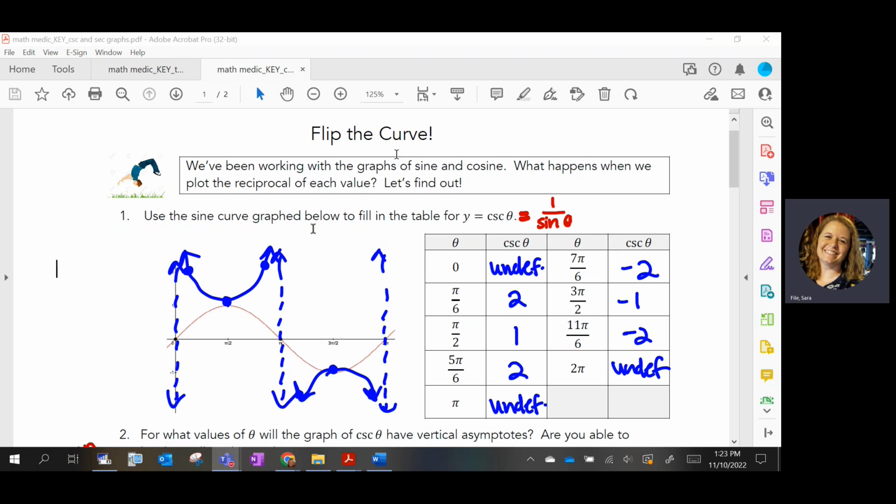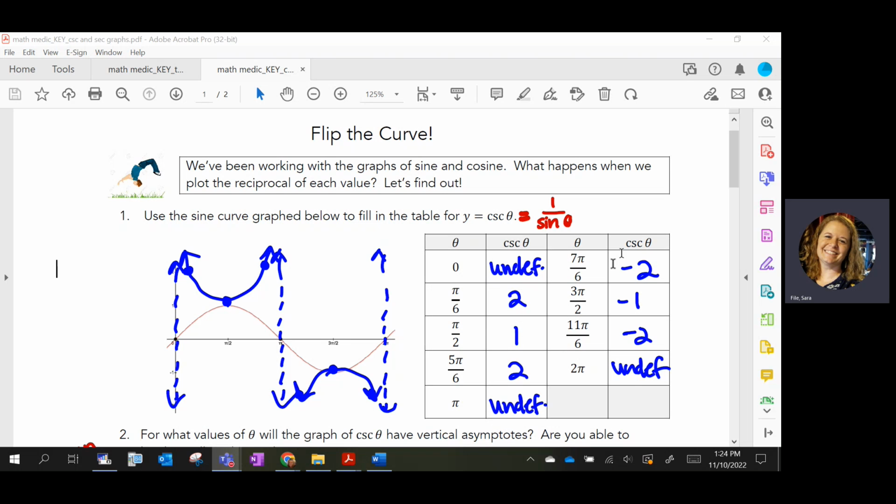If we are flipping the curve, here's the sine curve, the sinusoid, the wave. There's one cycle from 0 to 2 pi. When I fill in the cosecant values, this is the reciprocal of sine. Sine at 0 is 0, but the reciprocal of 0 would be undefined. Sine at pi sixth is 1/2. The reciprocal of 1/2 is 2. Sine at pi halves is 1. The reciprocal of 1 is 1.